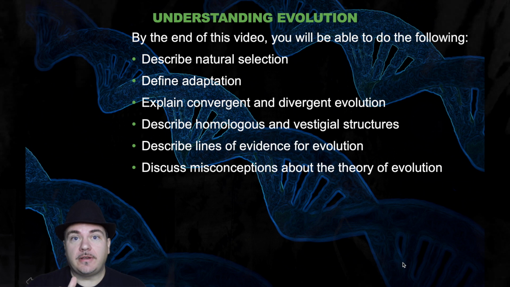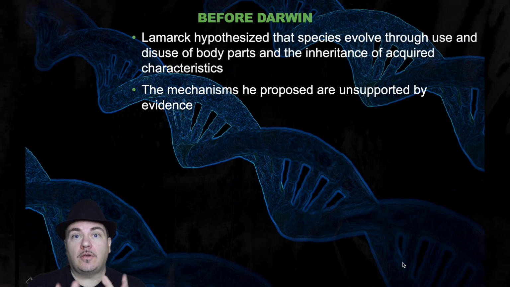Today we're going to begin learning about evolution. By the end of this video, you should be able to describe natural selection, define adaptation, explain convergent and divergent evolution, describe homologous and vestigial structures, describe the lines of evidence for evolution, and discuss some of the misconceptions about the theory of evolution. So, to begin, when most people think about evolution, they think about Darwin.